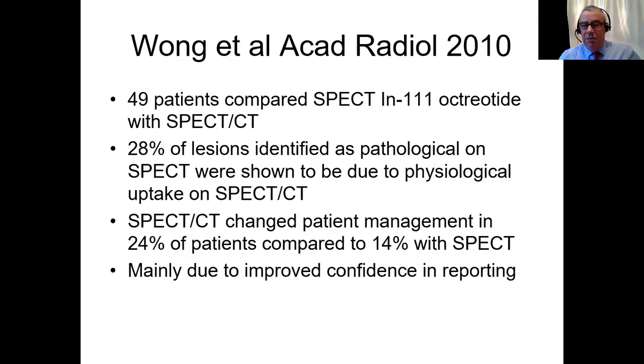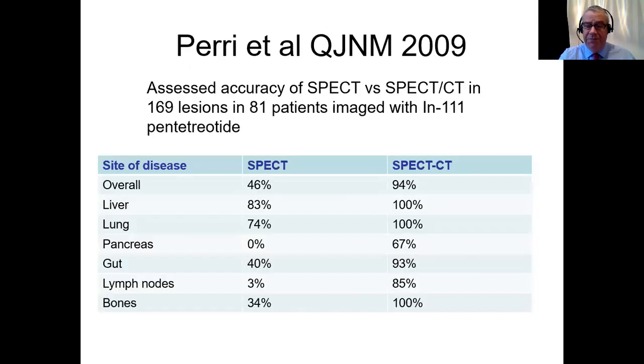In terms of data, most of the work was done around a decade ago. Quite small series, this one by Wong et al. from the US looked at 49 patients and compared SPECT with SPECT-CT. They found that 28% of the lesions identified as pathological on SPECT were in fact found to be just normal physiological activity on SPECT-CT, mainly within the gut. SPECT-CT changed the patient management in about 24% of patients compared to only 14% with SPECT. And they felt that this is because the confidence in reporting was improved.